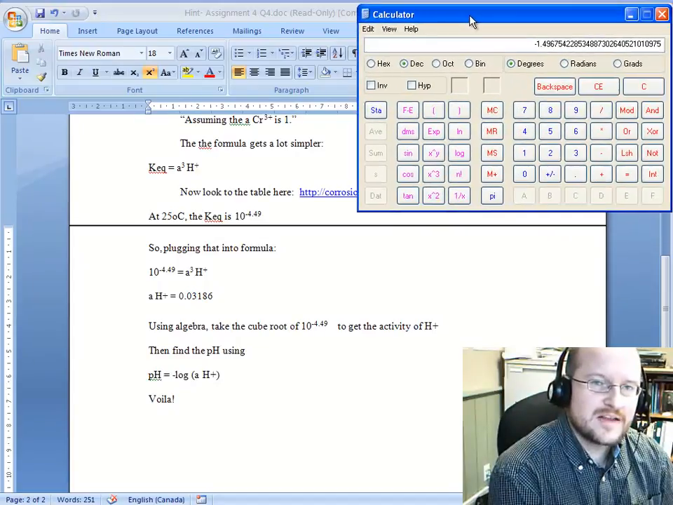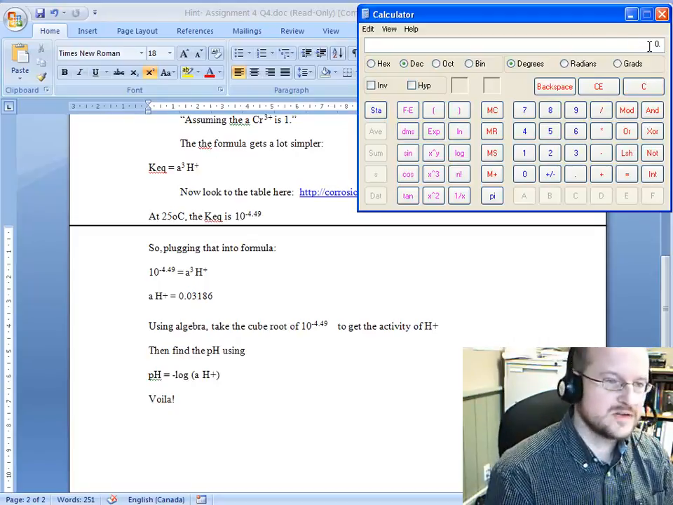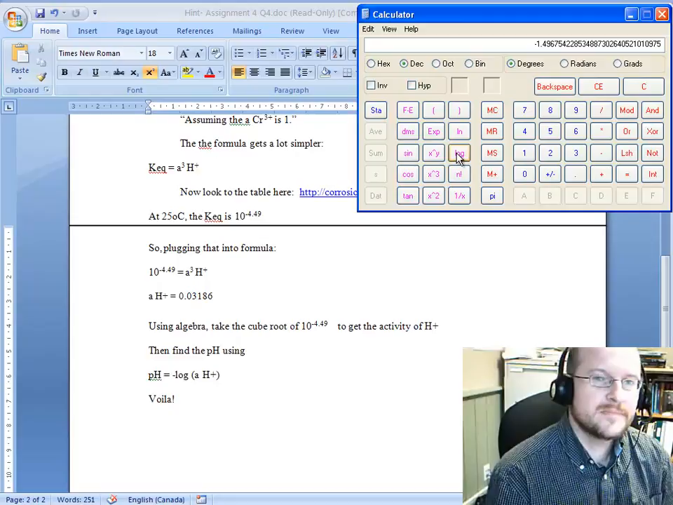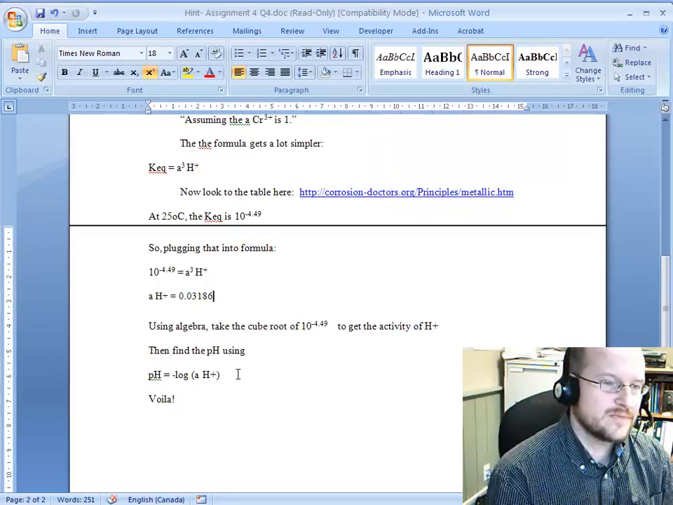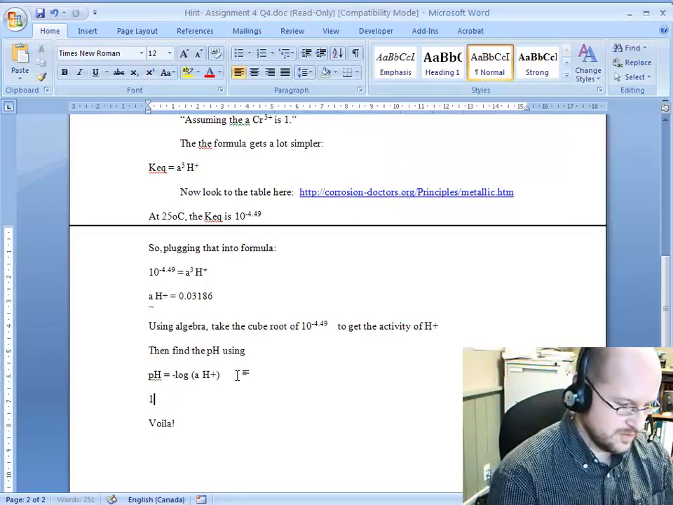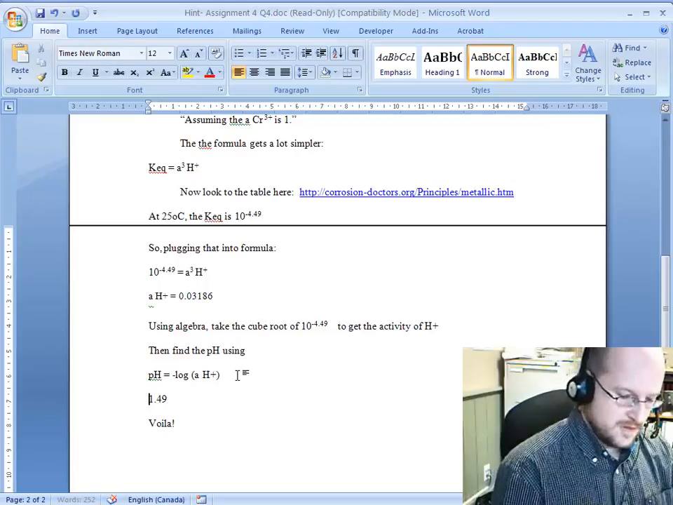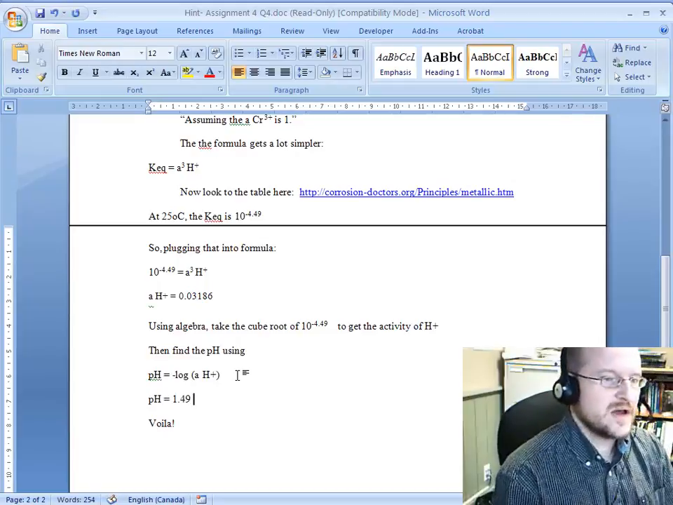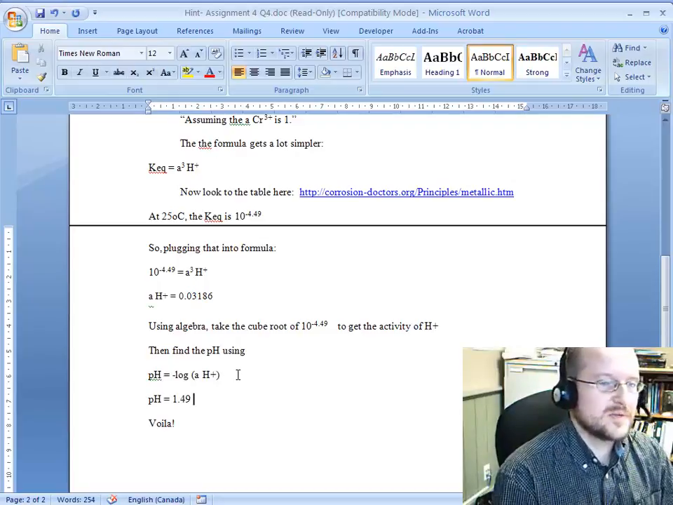So let me get the calculator back in the business now. If I can take this number, 0.03186, then log it, take the negative of it, the pH should fall out. It should be pretty easy at this point. So let's give it a whirl. I'm going to type it in, 0.03186. Then I'm going to touch the log button. Then I'm going to change the sign. So the answer, 1.49, right out of the calculator. So pH equals 1.49.